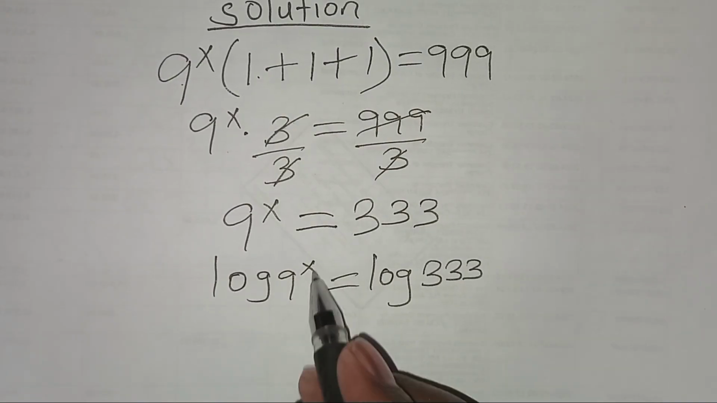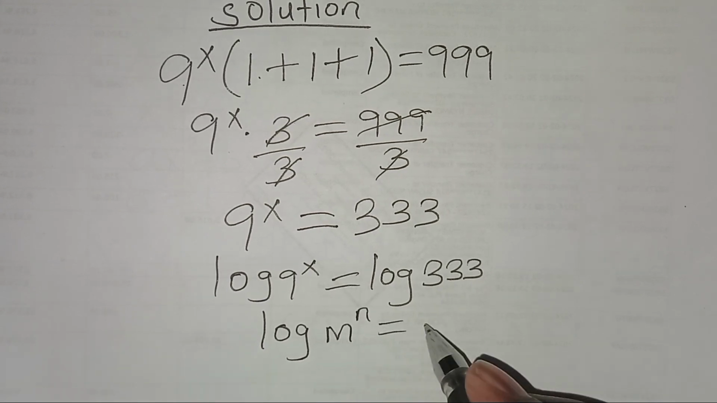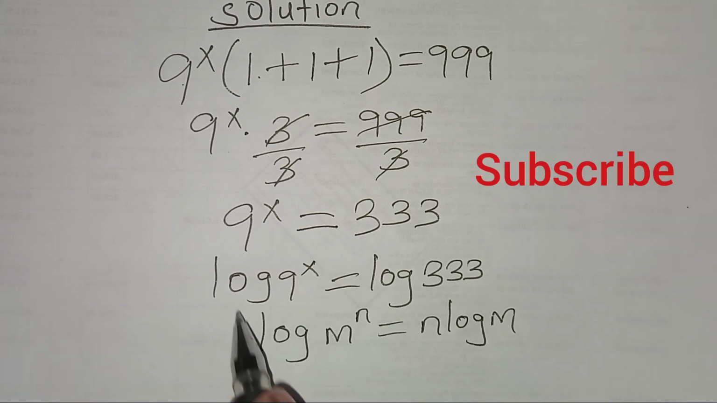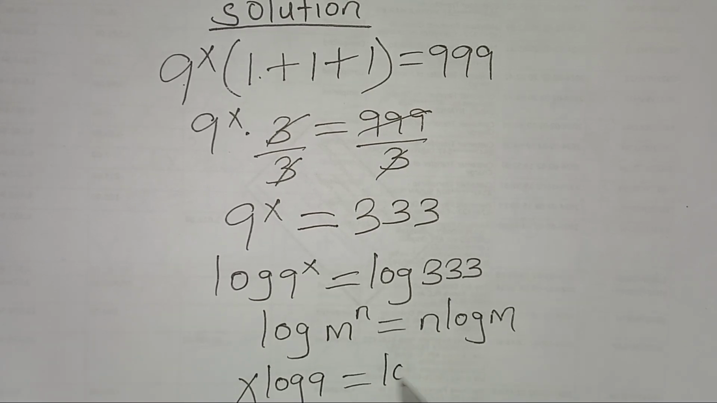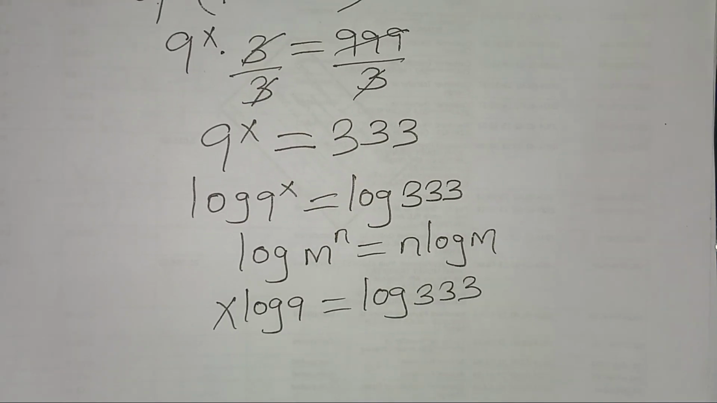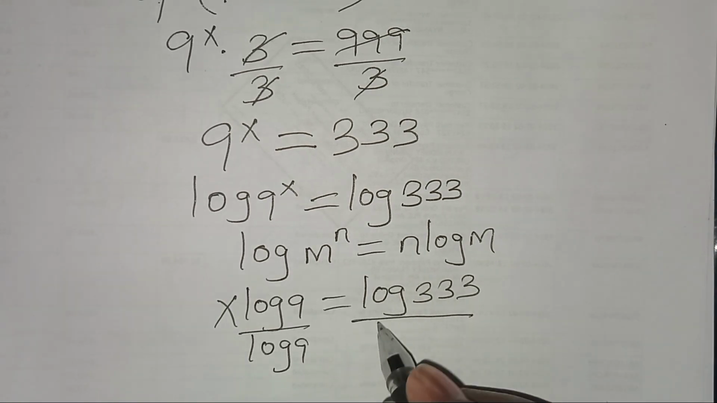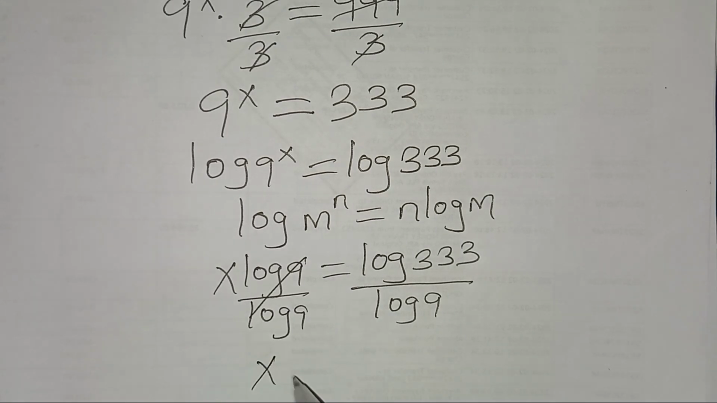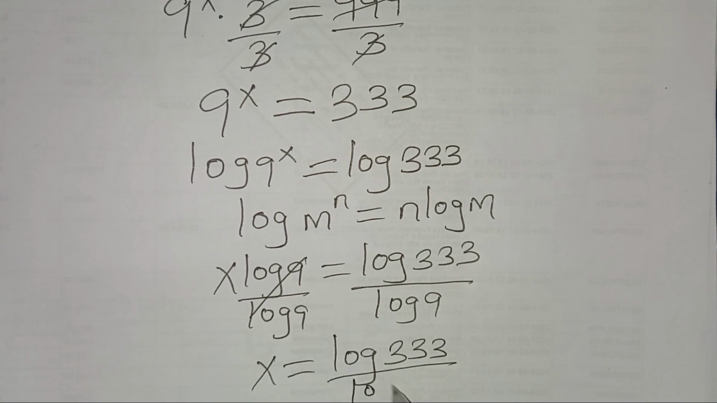So log 9 to the power x, this is in the form of log m to the power n, which we can express as n log m. Applying this power rule property, you find that log 9 to the power x becomes x log 9. This is equal to log 333. The next step here, let's divide both sides by log 9. So let's simplify here, so that now the value of x is equal to log 333 divided by log 9.